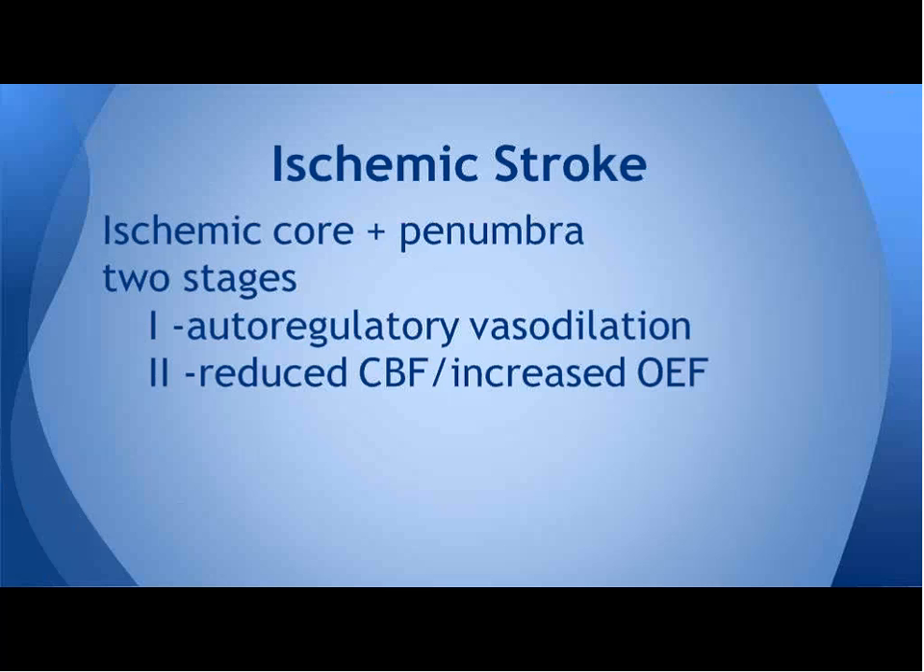So ischemic stroke. You have the ischemic core of the stroke, and then the penumbra, which is the tissue surrounding. And there's essentially 2 stages of presentation. There's initially an autoregulatory vasodilation. Stage 2 is reduced cerebral blood flow and increased oxygen extraction fraction. And many of our patients will present usually in the reduced cerebral blood flow stage.